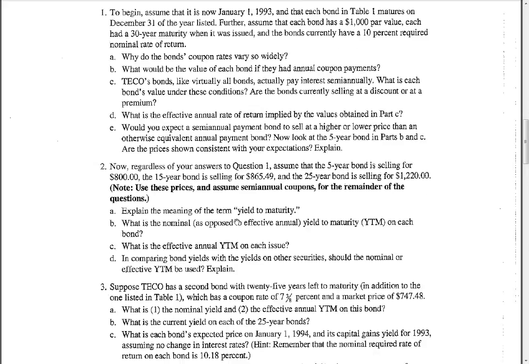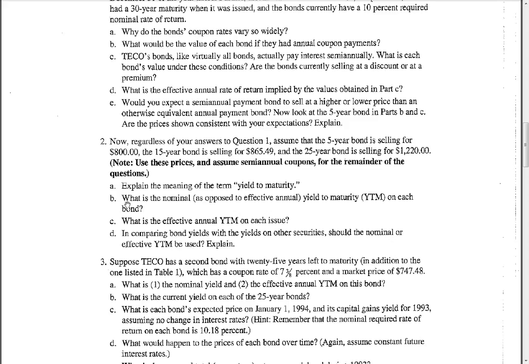On question 2, this is where you need to make some notes here. Once you do question 1, forget about it. Forget about the prices you got, because question 2 says, now regardless of your answers to 1, assume that the 5-year bond is selling for $800, the 15-year is selling for this, and the 25-year bond is selling for that. These will be a little bit different than the prices you got in question 1, but it wants you to use these prices in case you've got the ones in question 1 wrong. And then also use these prices and assume semi-annual coupons for the rest of the case. Okay, so from here on out, these are semi-annual coupons, which is what I had you do in question 1 also.